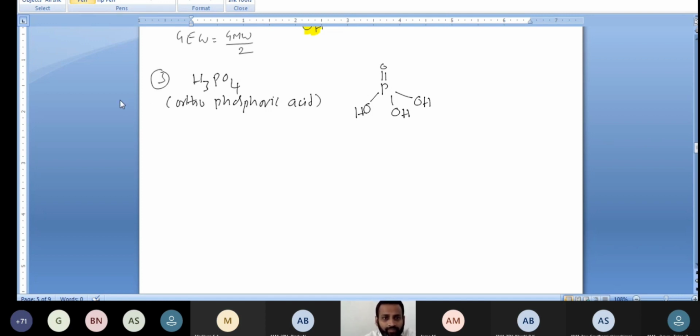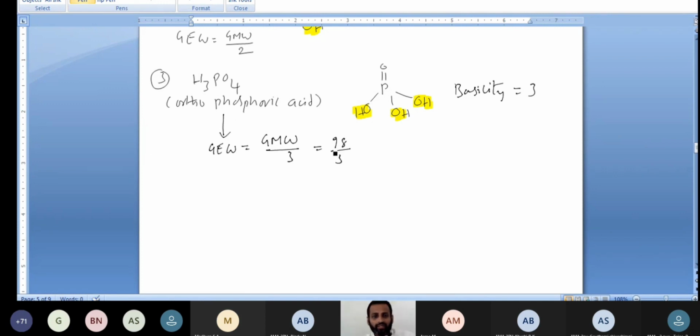So here, what is the number of OH groups? 3 OH groups. Certainly, what will be the basicity here? The basicity is 3. So for this H3PO4, orthophosphoric acid, what will be the gram equivalent weight? It will be gram molecular weight by 3. Of course, this one is also 98, so 98 by 3.